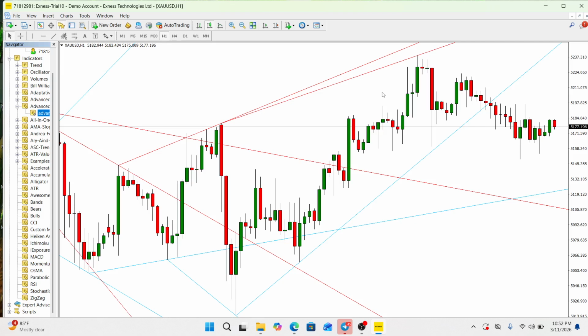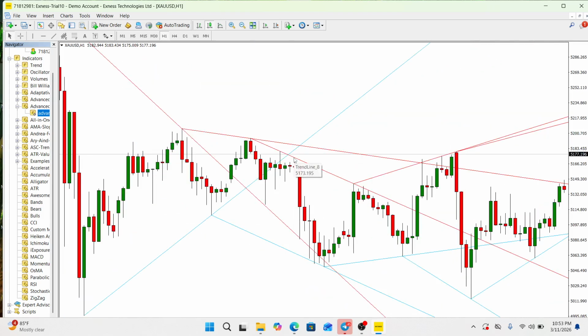As for what the indicator is for, the Advanced Trendline Indicator is suited to traders who rely on trend lines and channels but want them drawn systematically and consistently, whether they are newer traders learning structure or experienced traders seeking confirmation.